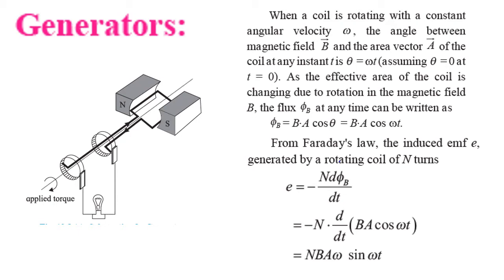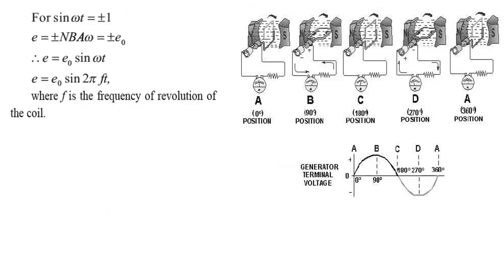So using Faraday's laws of electromagnetic induction, we can write E is equal to minus N d phi B by dt, which is equal to minus N d by dt of BA cos of omega t. As magnetic induction B is constant and area of coil is constant, the derivative will act only on cos of omega t, and the derivative of cos omega t is minus omega sin omega t. Therefore, E is equal to NBA omega sin omega t.